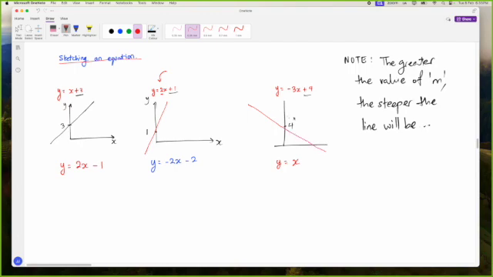So this line will be looking like this. This is the y, and this is the x. You are supposed to be able to look at an equation and sketch the line and just have an idea of what the line looks like. So we have this one here. I'm seeing that it's going to cut at -1 on the y-axis, so when I draw my y-axis, it's going to cut at -1.